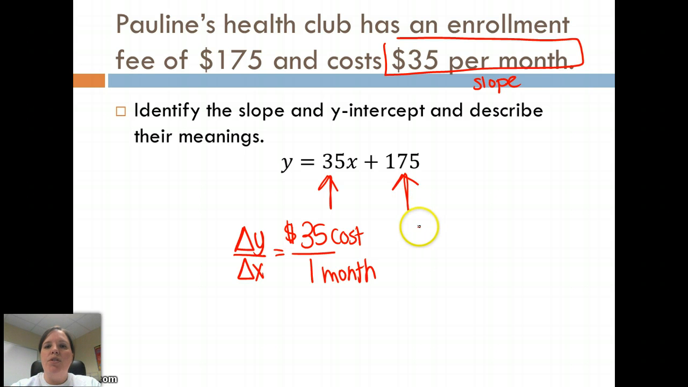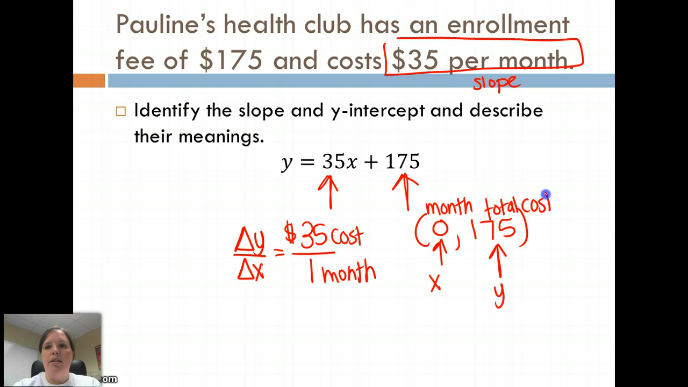And then similarly, we want to treat the y-intercept. If we do 0, 175 and say that's the y-intercept, what does this mean? Well, think, what does the x value mean? It means the number of months. What does the y value mean? It means the total cost. So what is the y-intercept telling us? It's saying when you start out, no months in, the total cost is going to be $175.